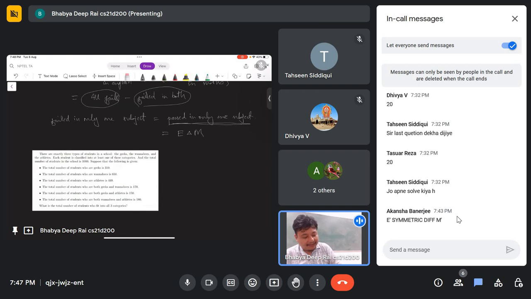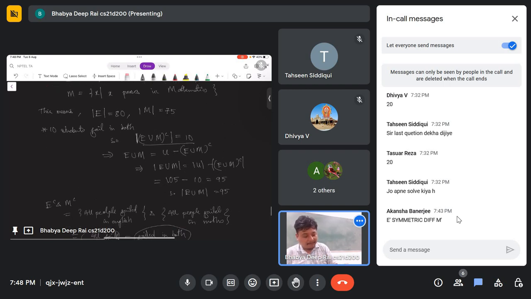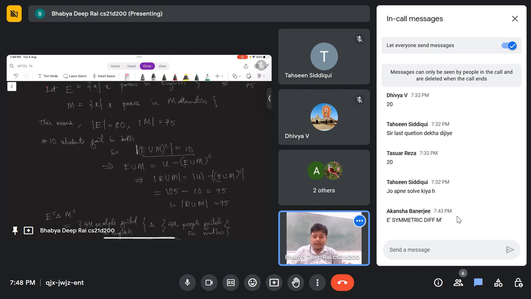What is E symmetric difference M? It is simply E union M minus E intersection M. The size of the symmetric difference is simply size of E union M minus size of E intersection M. I know what E union M is now. I want to find this, so I need to find the size of E intersection M. Can someone quickly find it now? These are the values I have. Can someone tell me what E intersection M is?